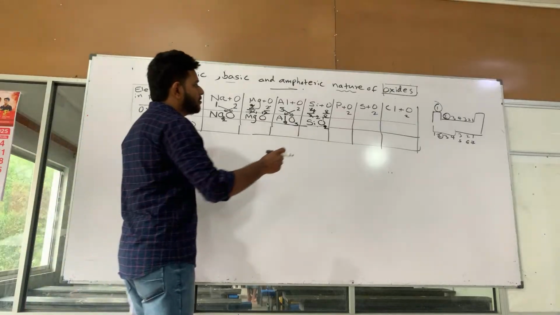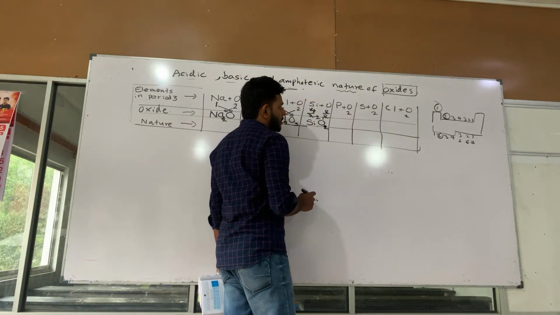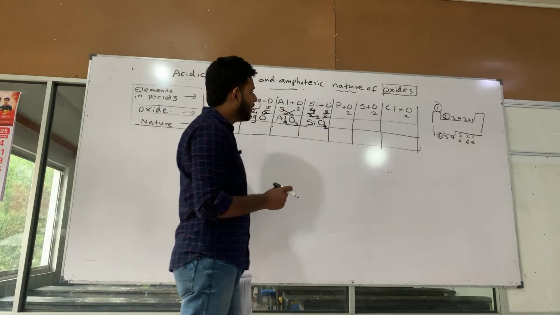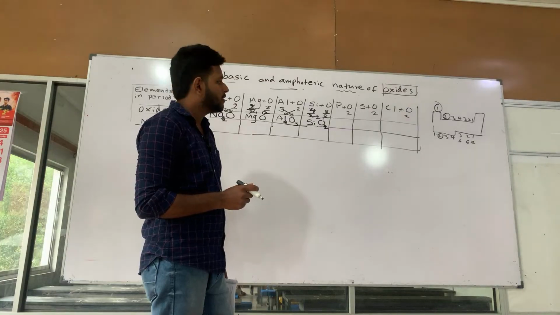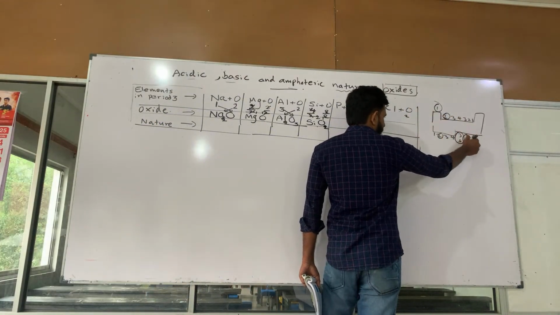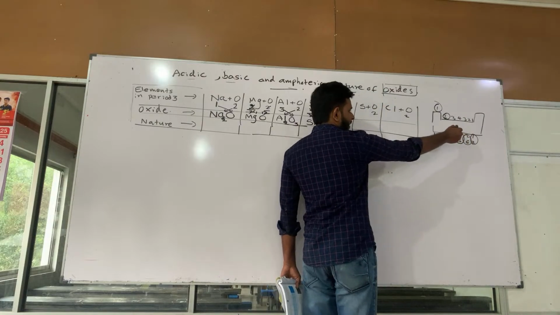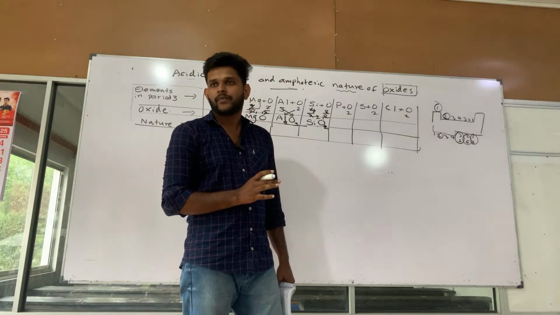Then what about phosphorus? What is the valency of phosphorus here? P2O3, right? Many times these valencies take 5 and 3 both. Sometimes 5, sometimes 3. Right?